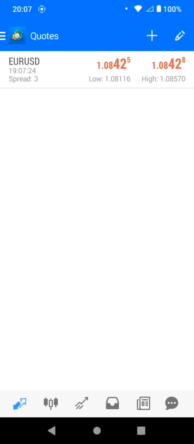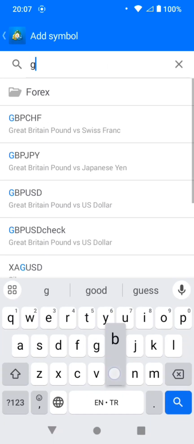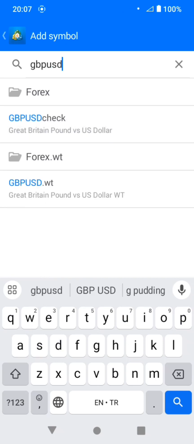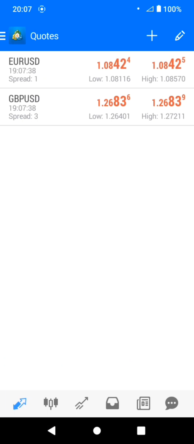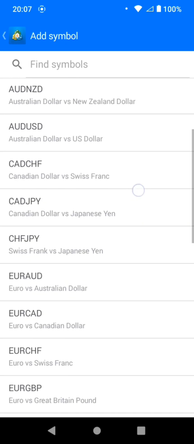You tap this plus icon here, and you can use this find symbol here and type the currency you want, like GBP USD. Then you tap this, then go back. You can see we have added GBP USD. If you want to add another one, tap this plus again. You can tap this forex here, and you are going to see a lot of currency pairs.